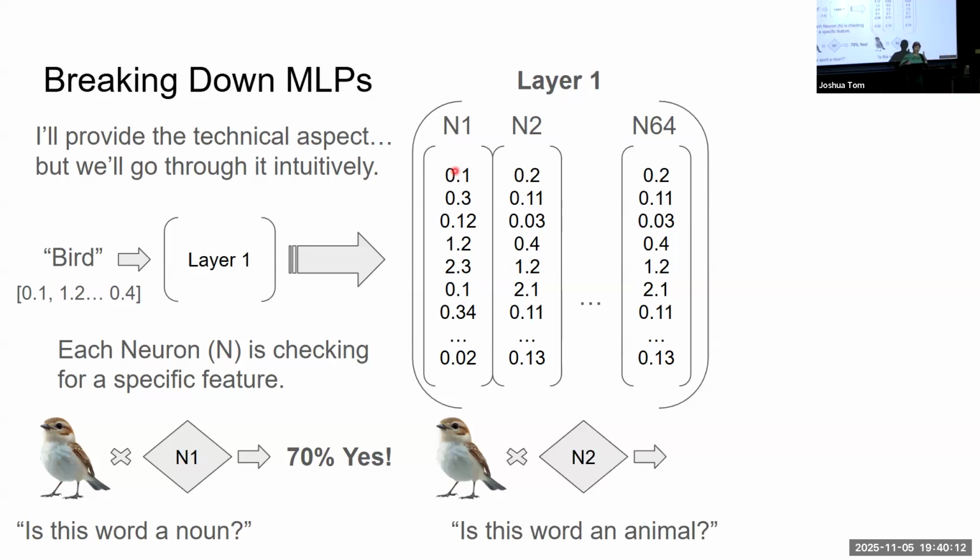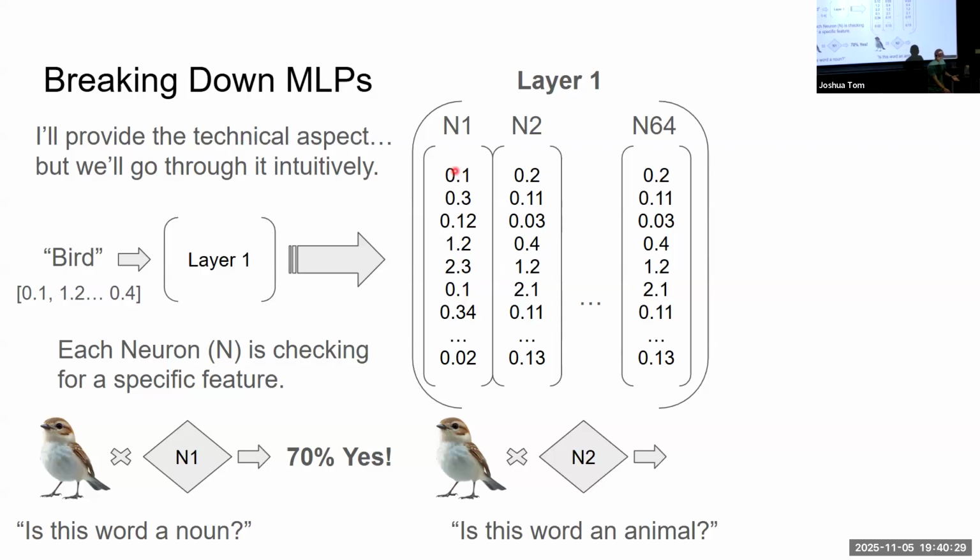Then if we look at the next feature, we can ask, is this word an animal? All of these neurons are checking for different features. Is it an animal? Can it fly? Is it an adjective? Is it a verb? They have a template. You take the bird, you check it against the template, see how similar it is, and then output the similarity.